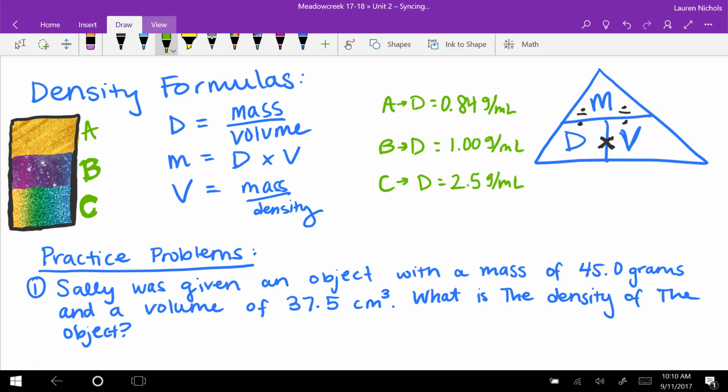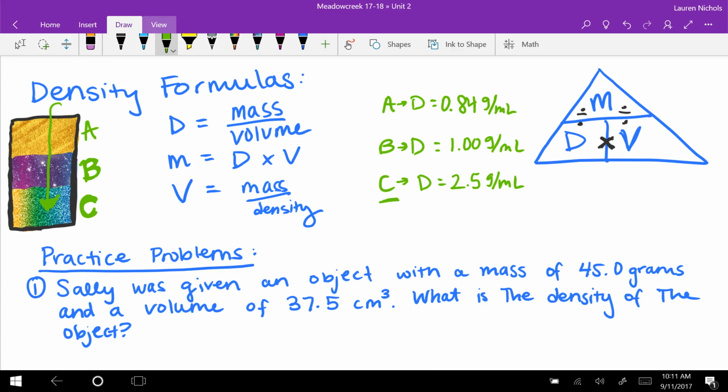Now, if I were to add some liquid C, it would sink to the bottom until it got to where it met up with the rest of the liquids that were similar to it.